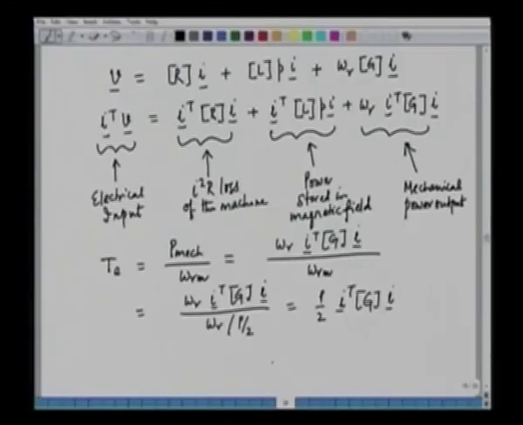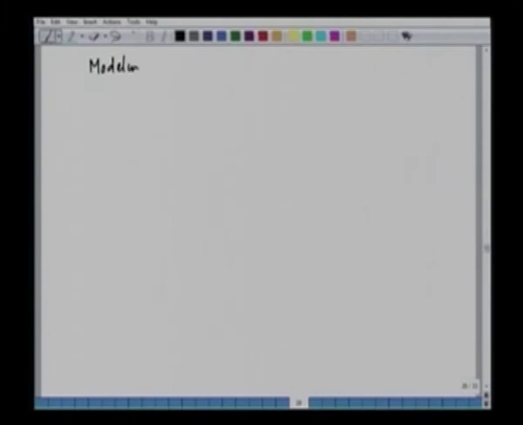Now in this lecture, we will discuss how this Kron primitive machine model can be used to simulate a DC machine. First of all, we will simulate a separately excited DC machine. Let us see. Modeling of separately excited DC machine.